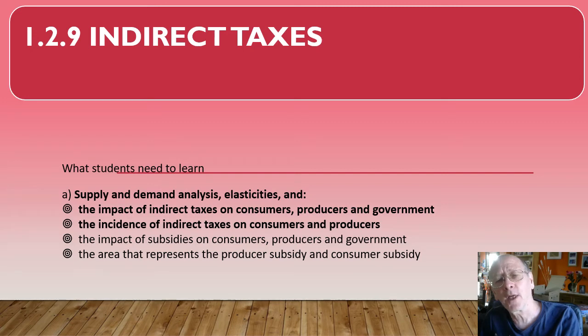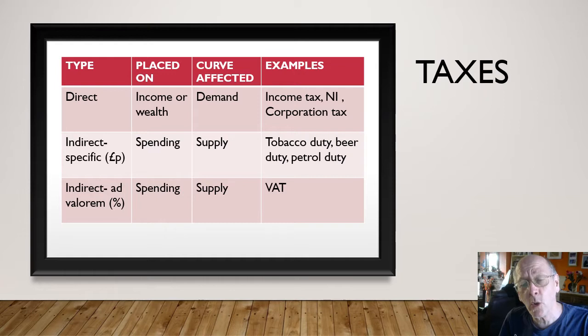In this video, we're going to be looking at indirect taxes. There are two types of tax. Direct tax is placed directly on someone's income or wealth, and indirect tax is based on their spending. A good example of a direct tax is income tax.